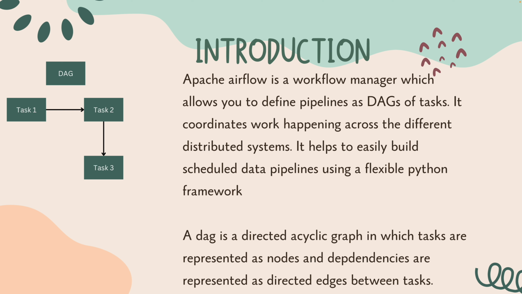Let's say you want to download a file as a first task and then upload it to a database. So the first task will be downloading a file, and if it is successful, then you really want to go ahead and dump that file to a database. So which means task 2 has a dependency on task 1 to get completed, and then only task 2 can be executed. So this is represented as a DAG in Airflow.